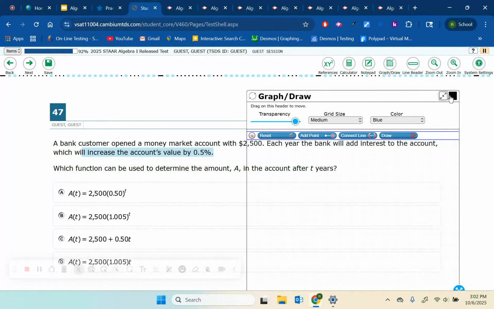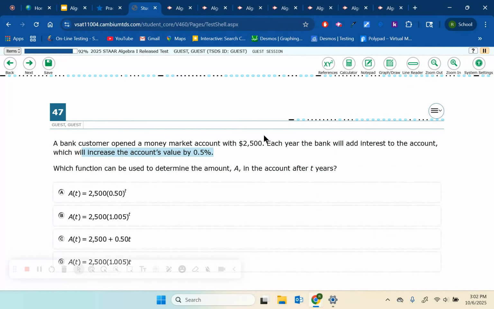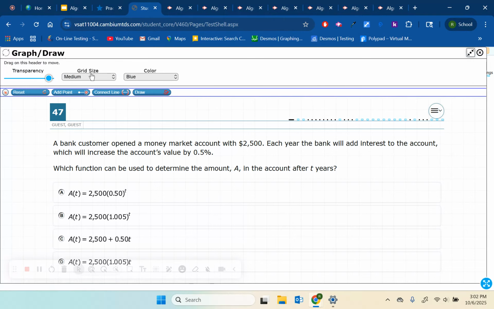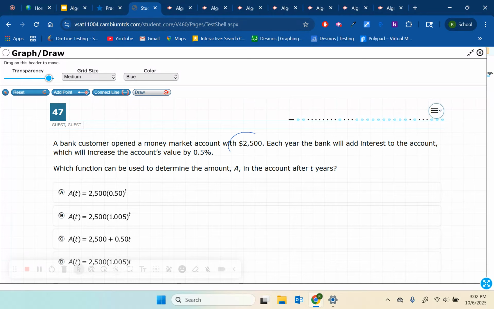Okay, so we're looking at a problem here where we're going to start with some money in an account. I think I already made the graph big. Yeah, so here we go. And I already made a transparency, where I start at 2,500 and I'm going to add interest to the account.